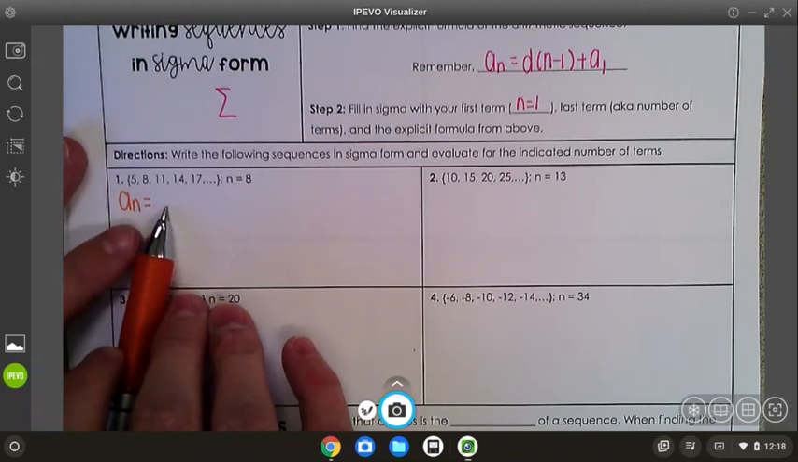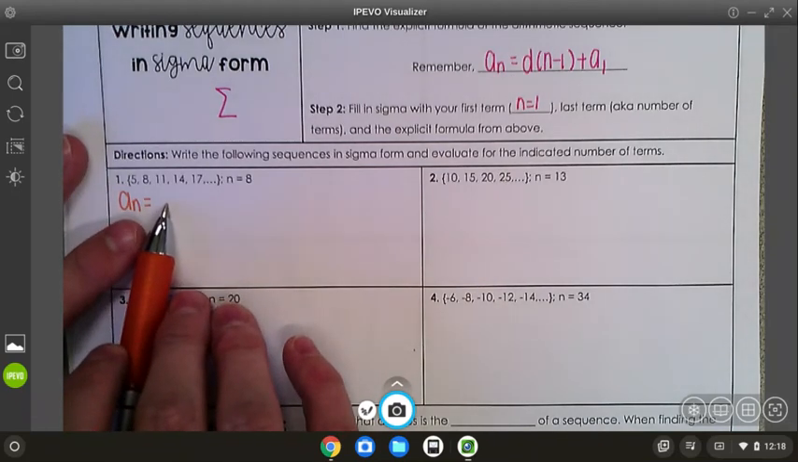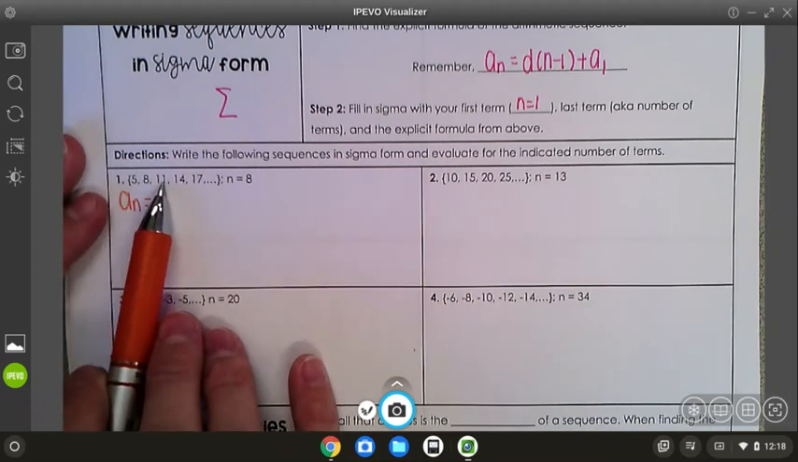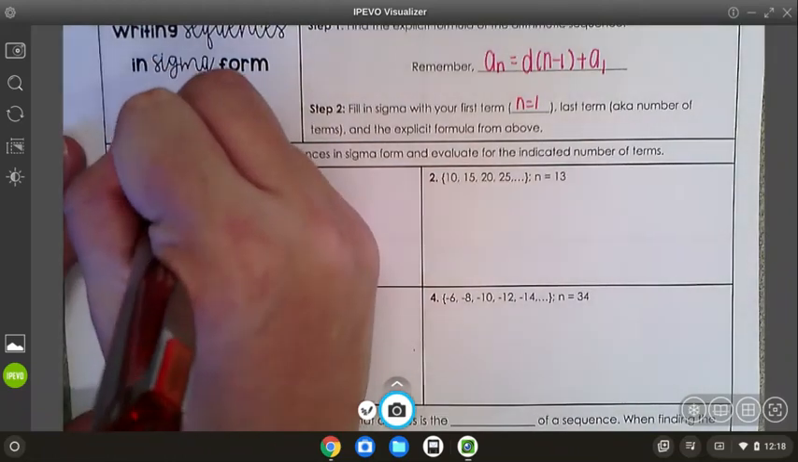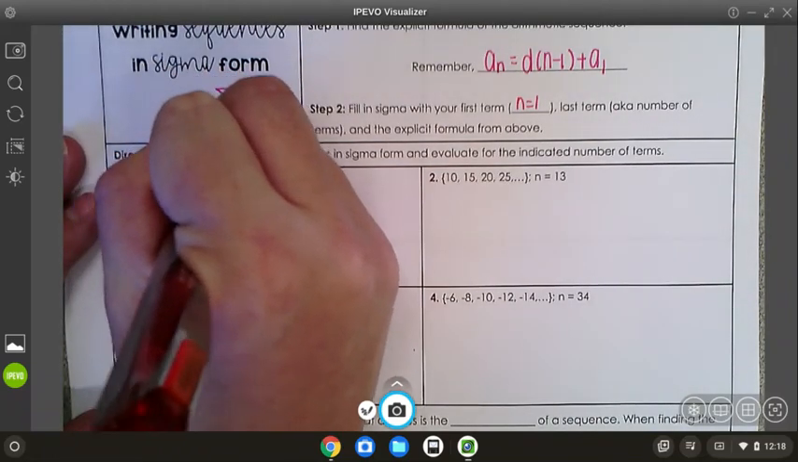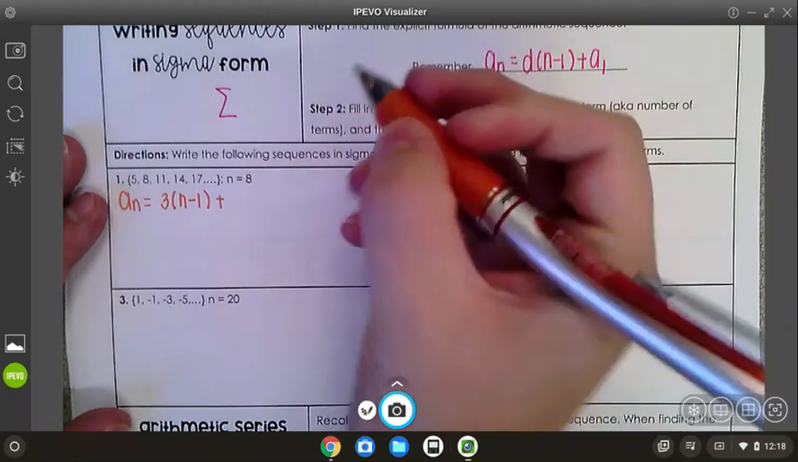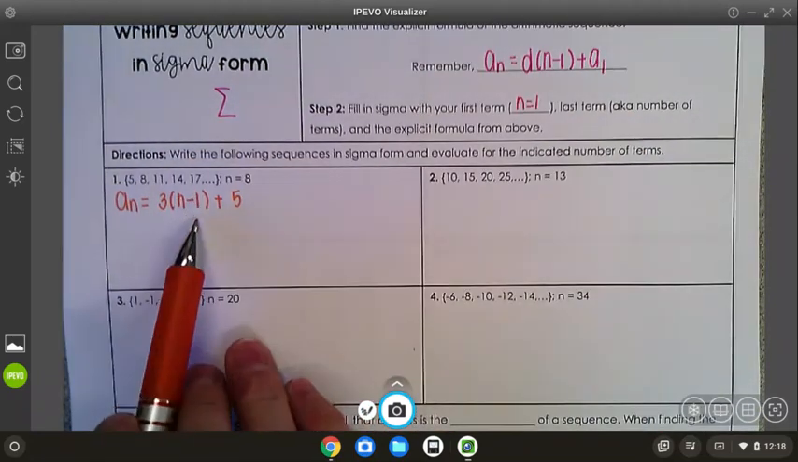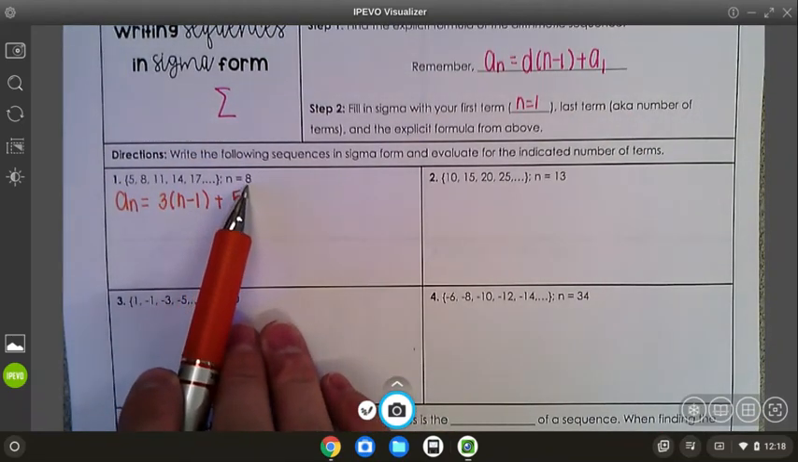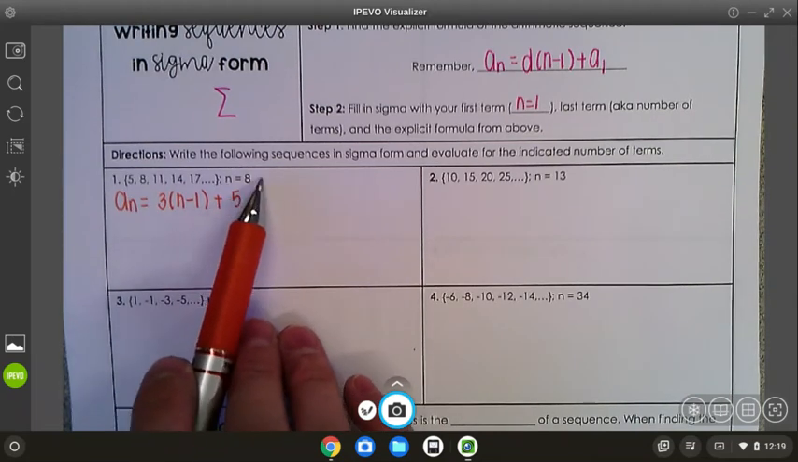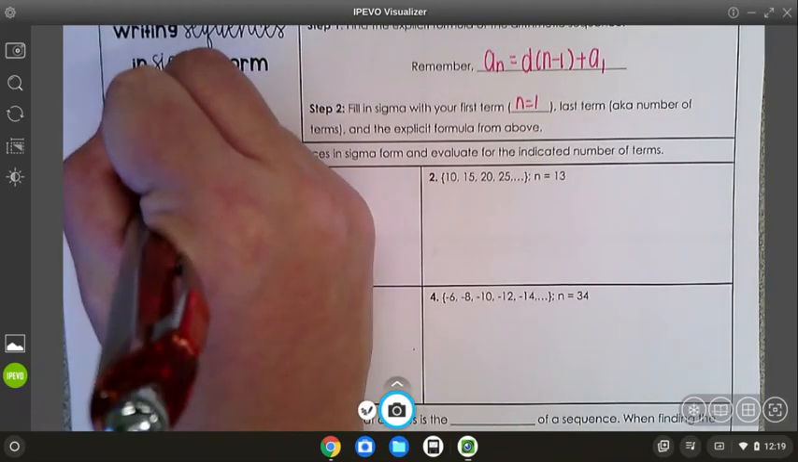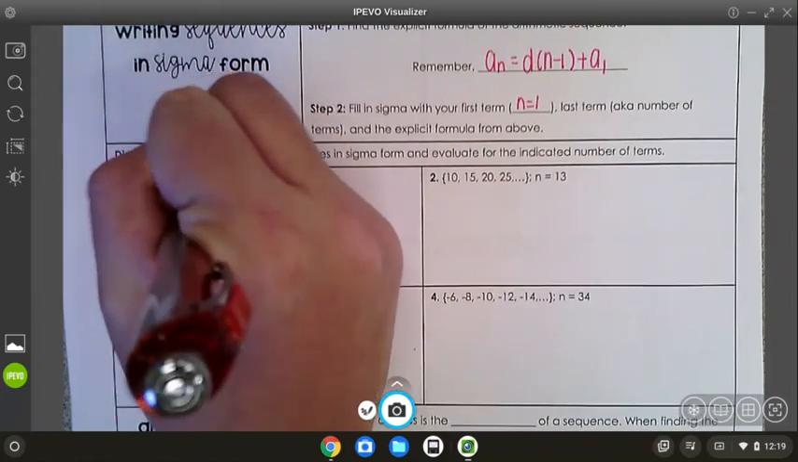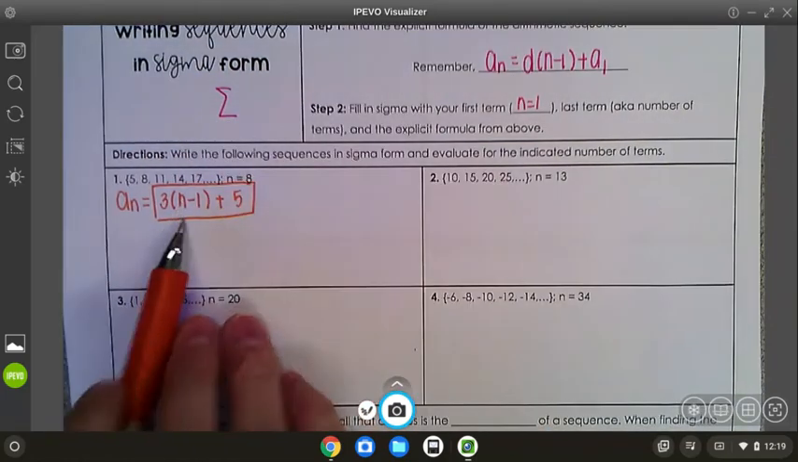So this is the sequence formula. a n equals my common difference. So let's look here at my difference. What am I adding every time? We're adding 3. We have n minus 1 plus my a1 is 5. It's telling us n equals 8. That means that we're finding the sum of the first 8 terms. But I don't put that in for the formula. Remember, the formula has to keep an n, so it works for any number of terms.